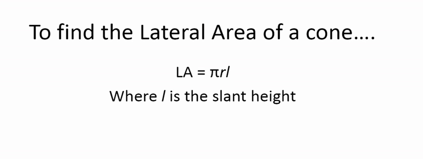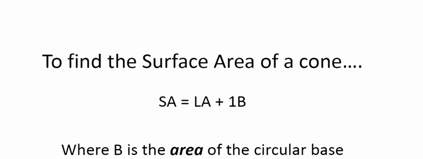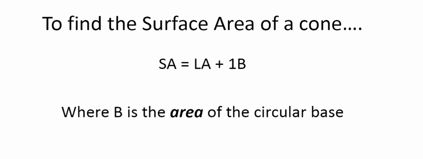The formula for finding the lateral area of a cone is a little bit unique. It says the lateral area is equal to pi times r times L, where L represents the slant height of our cone. Surface area, just like the pyramid, is going to be comprised of both the lateral area and the area of only one base.